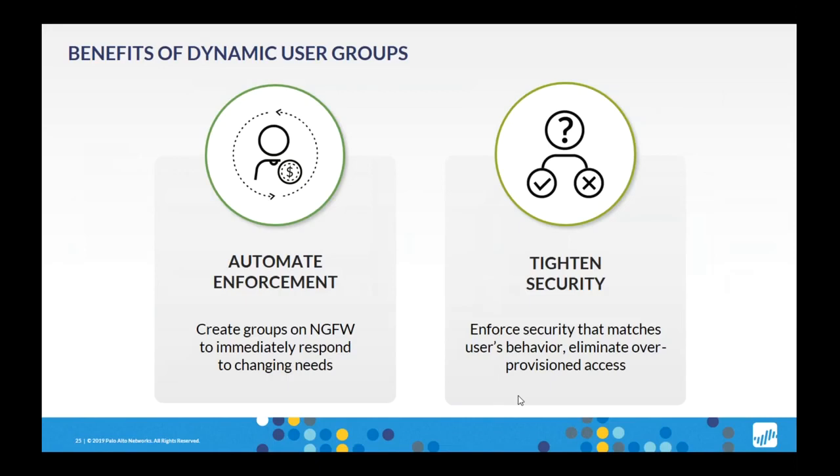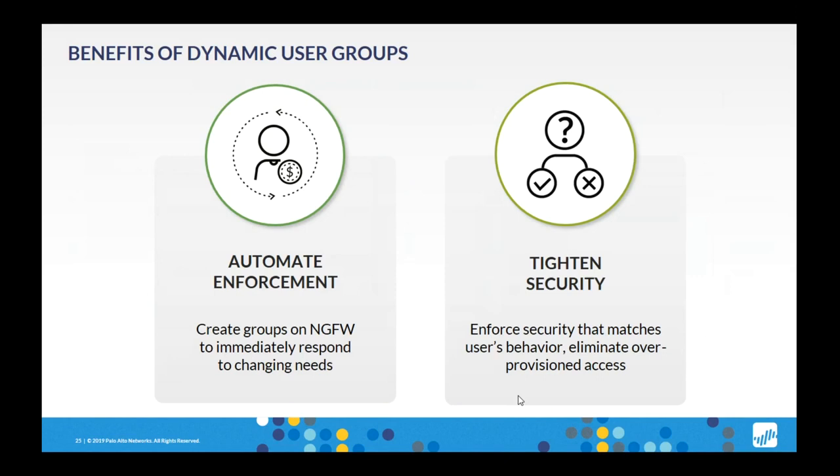to the changing needs. For example, here it is the user's behavior, or the risk score assigned to a user, or the security posture getting affected. So any changes like these can automate the enforcement of security policies, and secondly, tighten the security.